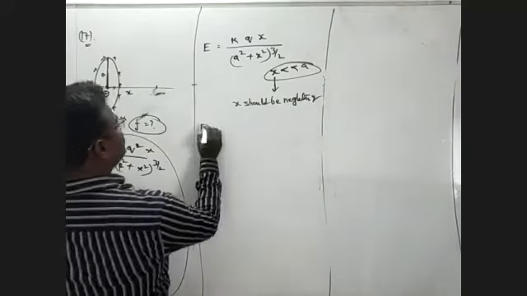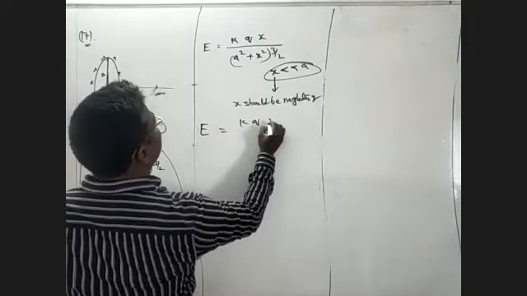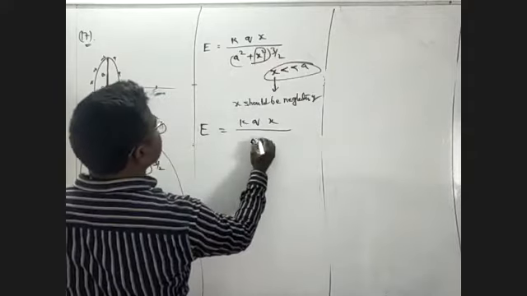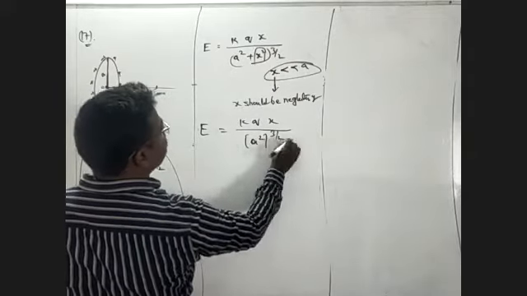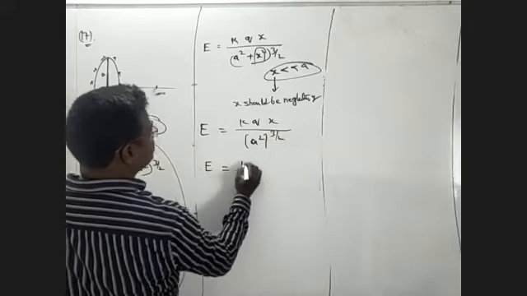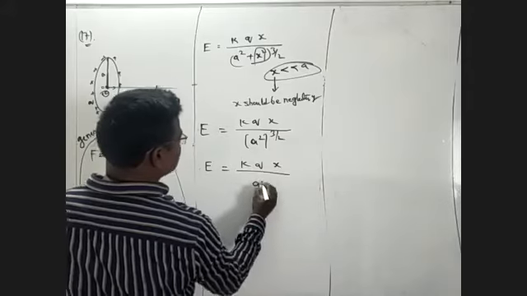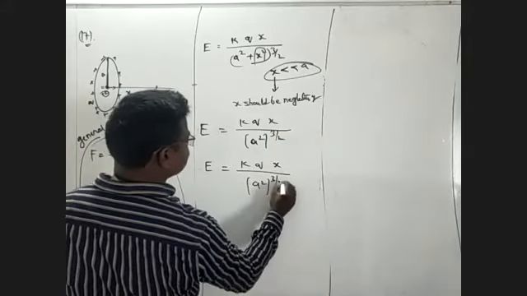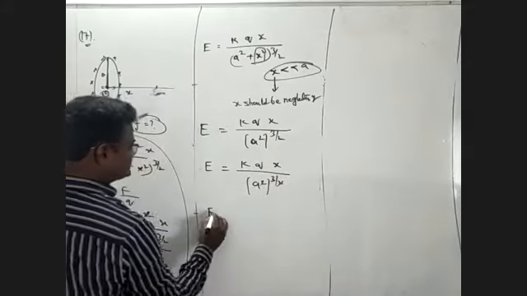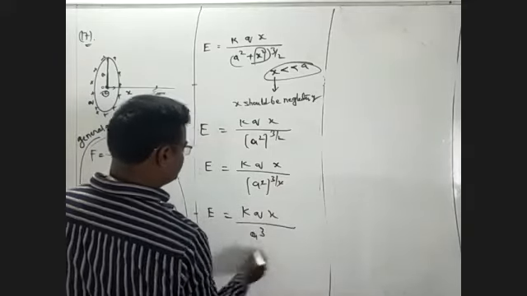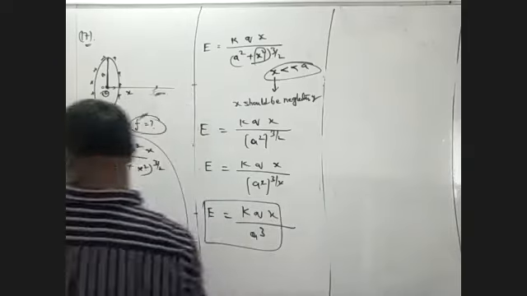Neglecting h, neglecting, E is equal to KQx by (x squared plus a squared) whole power of 3/2. Neglect x, that is a squared, whole power of 3/2. E is equal to KQx by a squared whole power of 3/2. Square and cancel: E is equal to KQx by a power of 3.